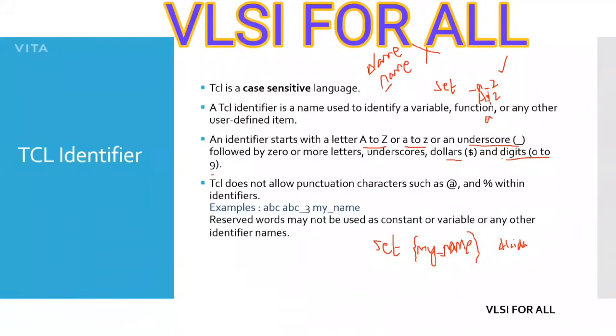Instead, you can just put an underscore in between and make it a single variable instead of having a space in between. Okay. Also, TCL does not allow punctuation characters such as at or percentage within the identifier. You cannot use any of these characters. Only whatever is listed here should be used while setting a variable. Okay, so these are some valid variables. A, B, C. It passes the first rule. It starts with any letter A to Z, caps or small, and then is followed by any letters or numbers, anything.